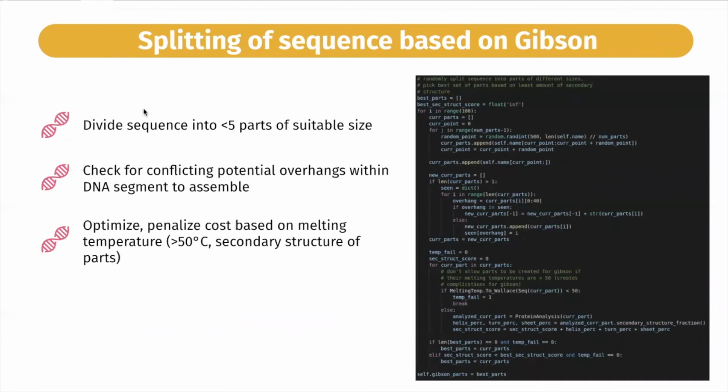Lastly, we have the Gibson assembly method. And to do so, we first divide the DNA sequence into 5 or fewer parts of suitable size. Then, like Golden Gate, we check for conflicting potential overhangs of about size 40 within the DNA segment, such that assembly can occur without any issues in the order of the DNA sequence being assembled. Lastly, we randomly sample and optimize, and then we penalize the cost based on melting temperature of the DNA parts, as well as the secondary structure of the parts.